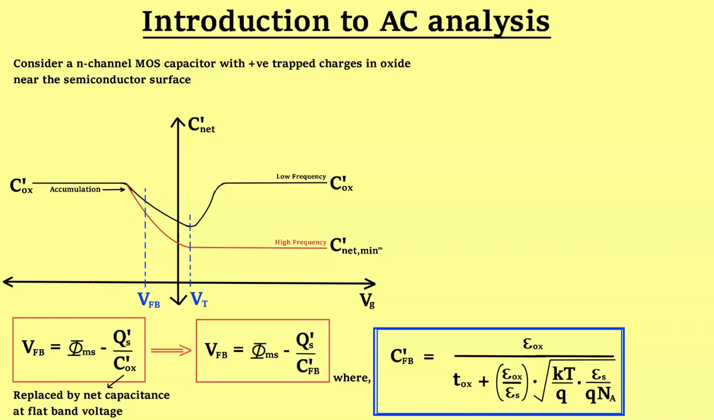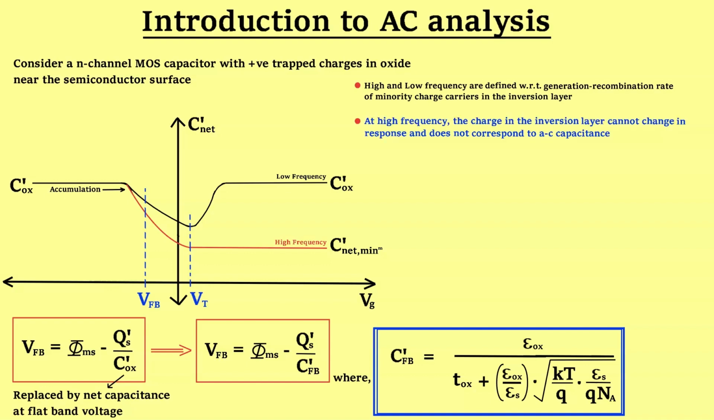After inversion is reached, the small signal capacitance depends on whether the measurements are made at high frequency or low frequency, and these high and low frequency are defined with respect to generation recombination rate of the minority carriers in the inversion layer. If the gate voltage is changed rapidly, the charge in the inversion layer cannot change in response and thus does not contribute to the small signal AC capacitance. Hence, the semiconductor capacitance is at a minimum, corresponding to maximum depletion width.